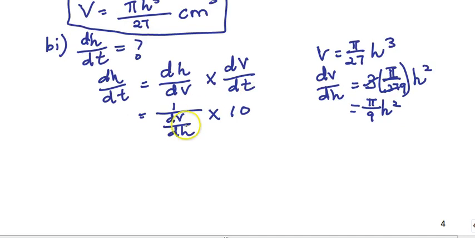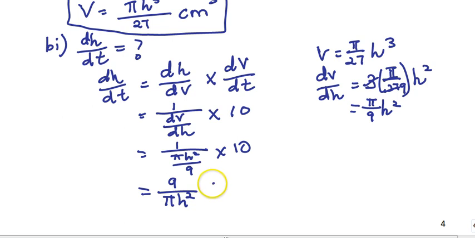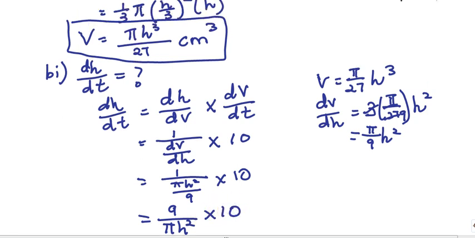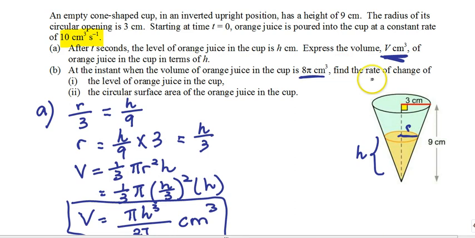So we can translate what we know over here. Remember, we want to find dH over dV. So dH over dV is 1 over dV over dH. So we know that this is equals to 1 over pi h squared over 9, times 10. And the reciprocal, we can just inverse this. So we have 9 over pi h squared times 10. And you're told that you're supposed to find the rate of change when the volume is 8 pi.